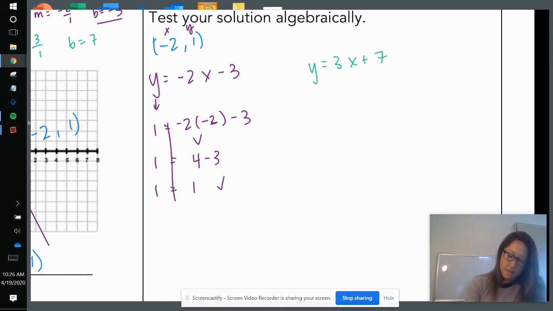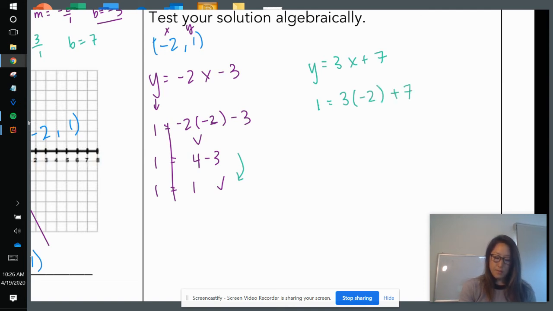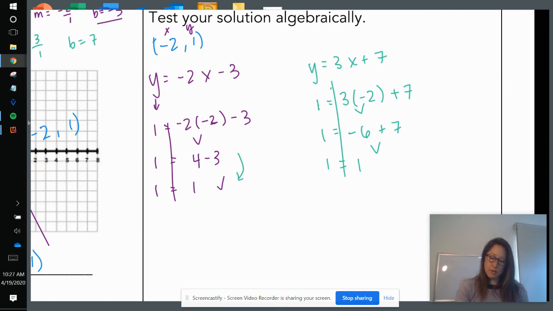Check. All right. So when you show your work, make sure you show all the way down to this last step and then a check to verify. Okay. So 1 is equal to 3 times -2 plus 7. So 3 times -2 is -6. And then -6 plus 7 is 1. Verified. Okay, so since these both verify, we know that the ordered pair is the solution to both of the equations at the same time.